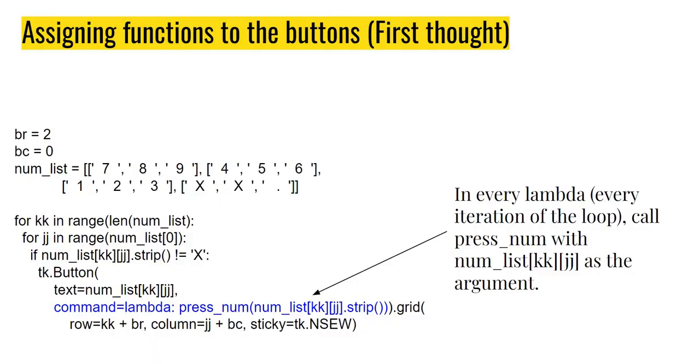Now, in order to make this happen, remember we use the lambda statement. We said command is equal to lambda, and this lambda is an anonymous function which then calls press num. The first thought would be, just like earlier, to take this item here, for example 7, 8, or 9, and pass it to press num. So I'm going to take the number kk, jj and strip, which removes trailing and leading spaces, and pass that on to my lambda. But this actually will not work. We'll see what happens when I do this.